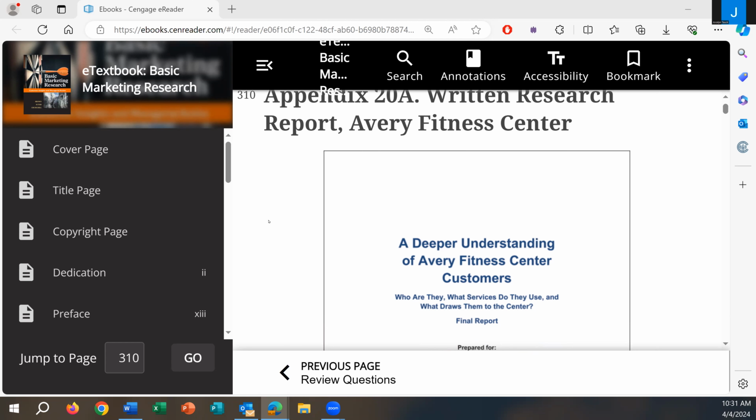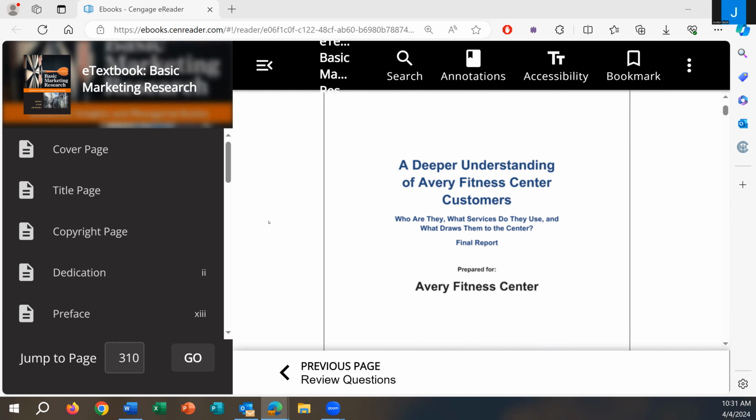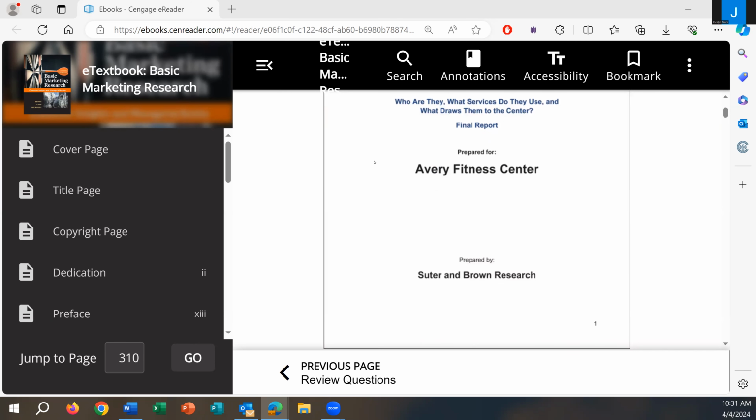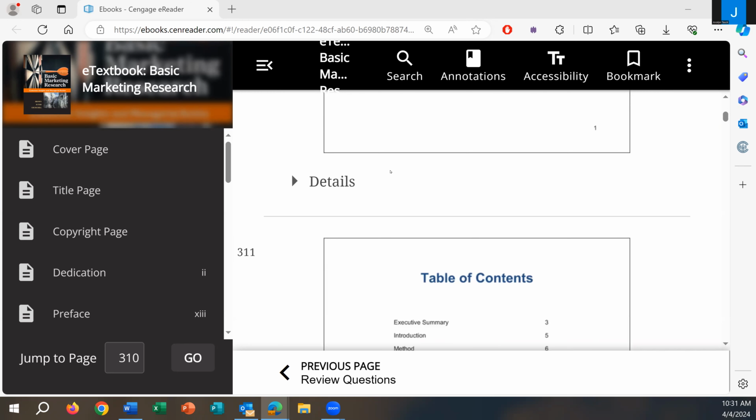This is the report. Basically, what's the problem? They wanted a deeper understanding of the fitness customers at this particular fitness center. So some of the research questions were, who are they? What services do they use? And what draws them to the center? And again, this is the format that you should have for your final research paper. When you go to present it, you're going to summarize this in about 7 to 10 slides with a presentation of about 6 to 10 minutes.